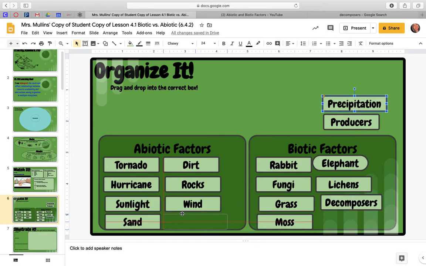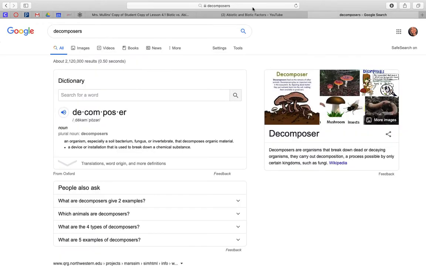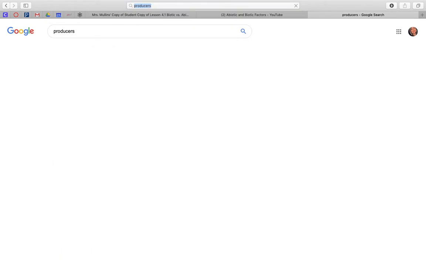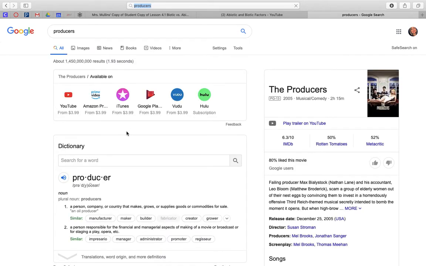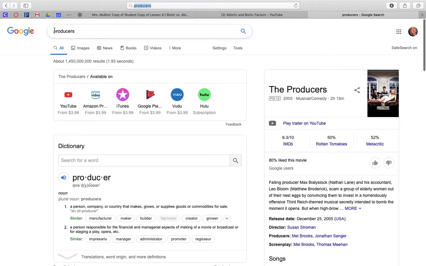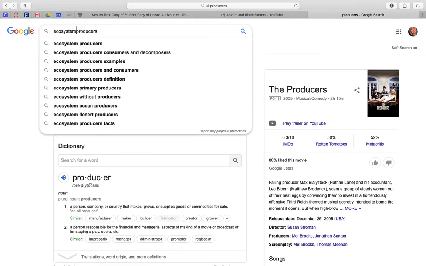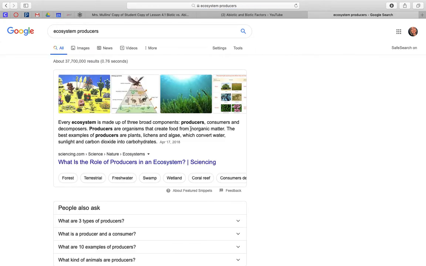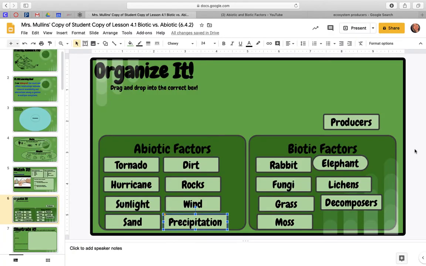Precipitation, non-living or abiotic. And then let's look up producers. Hopefully this doesn't give us the definition of movie producers. Let's say ecosystem producers. Okay, so producers are organisms that create food from inorganic matter. So things like plants, lichens, and algae. So again, producers are living, so they're biotic. So there's your answers for Organize It.